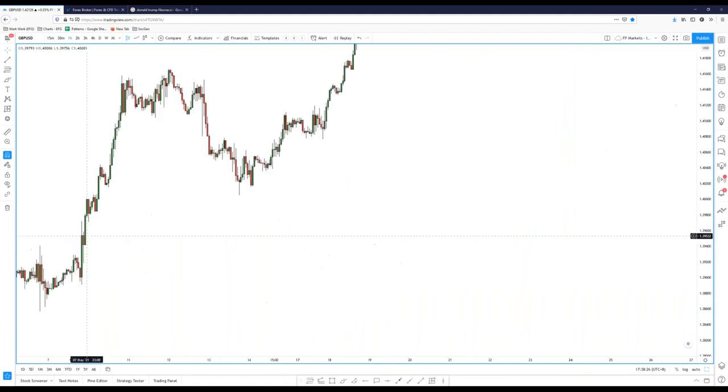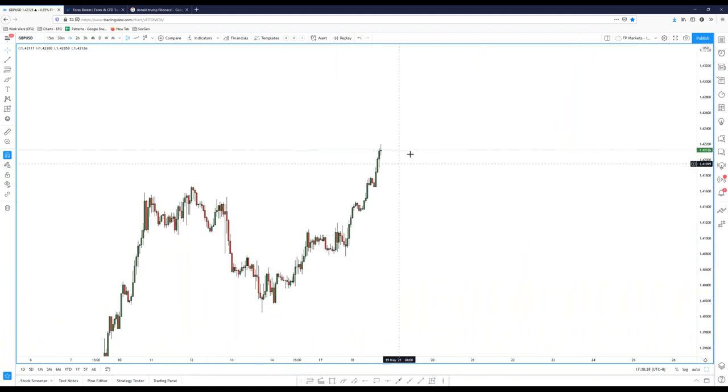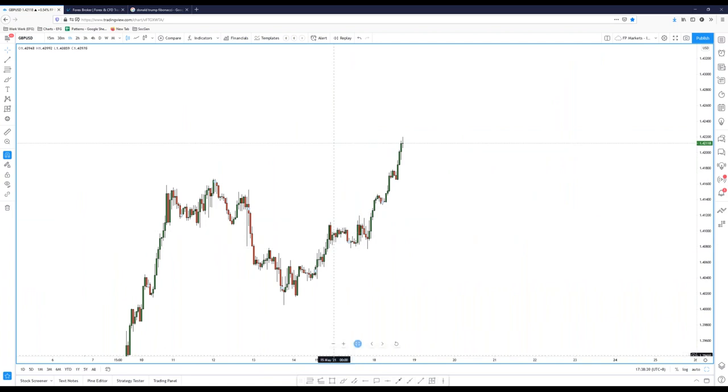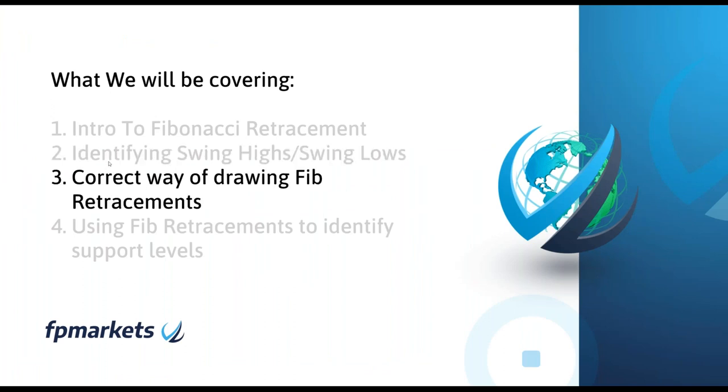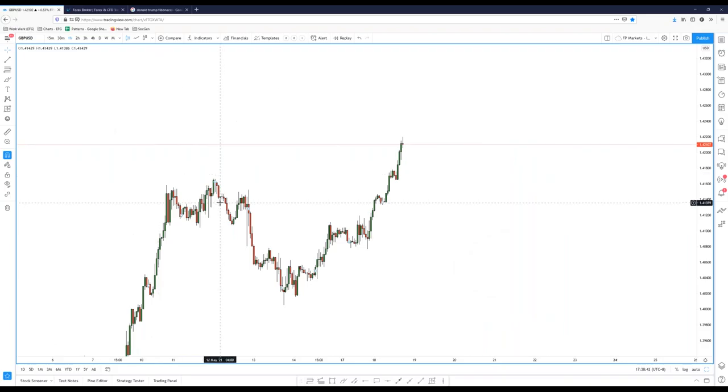If I were to use it on more recent time, this would be a bit tricky because this movement is not completed yet. Okay, so since I'm at this point now, let's move on to the correct way of drawing Fib, which I've already explained to you guys. The correct way of drawing Fibonacci is to identify swing highs, swing lows, and draw in the direction of the trend, okay? Draw in the direction of the movement.